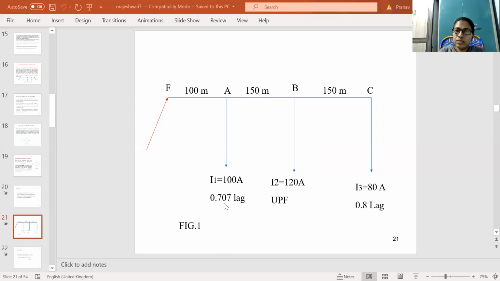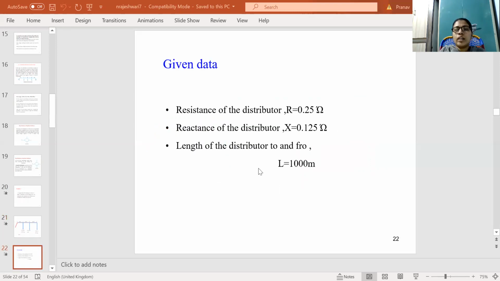I1 is 100 amperes with a power factor of 0.707 lag, I2 is 120 amperes with unity power factor, and I3 is 80 amperes with 0.8 lag. The distance between F and A is 100 meters, A and D is 150 meters, and B and C is 150 meters. First, we have to write the given data.